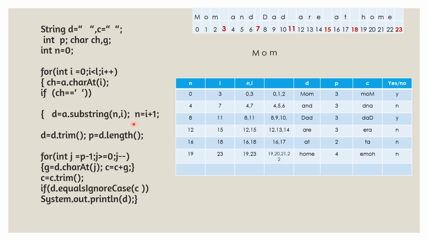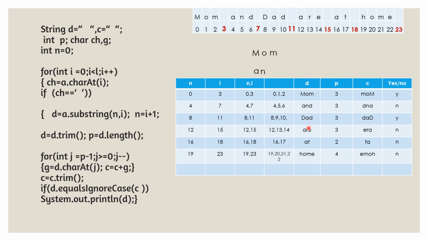Every time, we are saying n is equal to i plus 1. So first time we have taken 0 to 3, the word mom has been taken. After that n is i plus 1, that means 3 plus 1, 4. Here we can see the next space is at position number 7. So substring of n to i means 4 to 7; 4, 5, 6 will be taken, and the second word, and, will be removed. Then n is equal to i plus 1, that means n will become 8, 7 plus 1. The next space is at 11, so 8 to 11, the third word will be removed. And then 12 to 15. Like this, words will be removed and stored in the variable d.